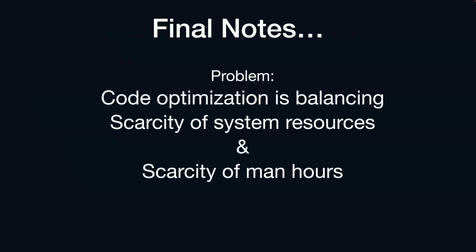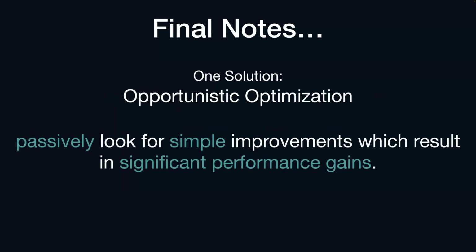So to conclude, we have discussed the problem, which is that code optimization is a balance between scarcity of system resources and scarcity of man hours. And we discussed one solution for that problem, which is opportunistic optimizations, meaning passively looking for simple improvements that you can do on your code base, which would result in significant performance improvements, at least in the context that you're working on.